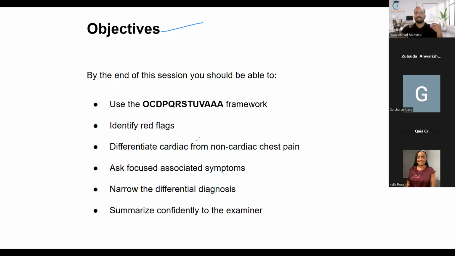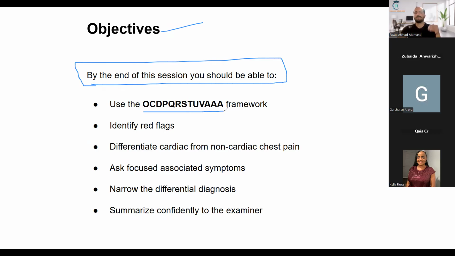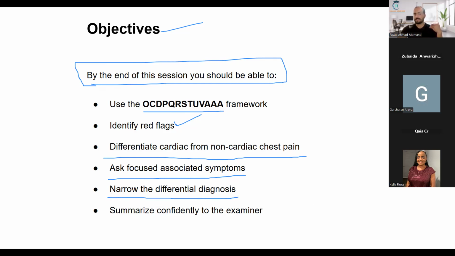Objectives for this slideshow: by the end of this slideshow, IMGs should know how to use the OCD, PQRST, UV, AAA framework for taking history from a patient with chest pain, identify red flags associated with chest pain, differentiate cardiac from non-cardiac chest pain, focus on associated symptoms, cover these, narrow the differential diagnosis based on your history, and confidently summarize to the examiner what your findings are.